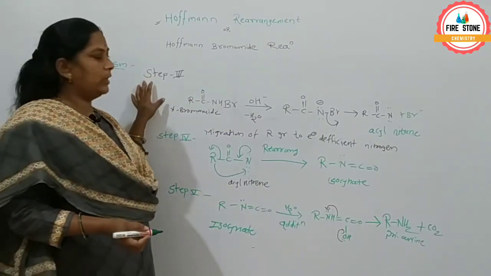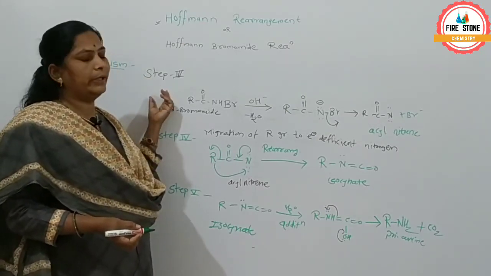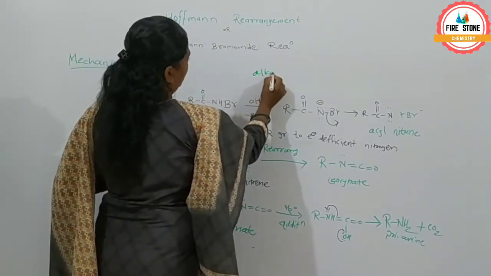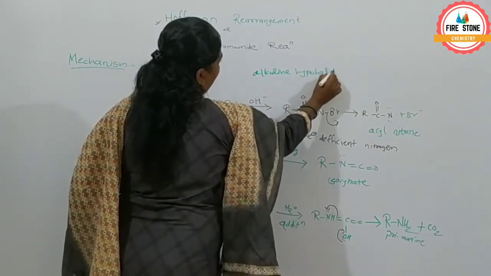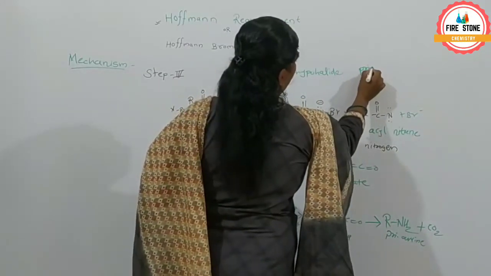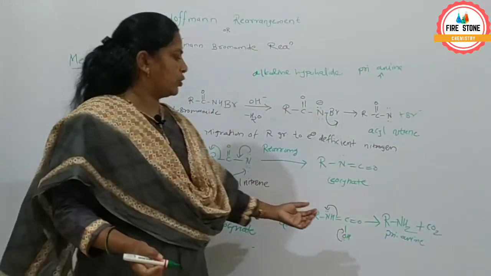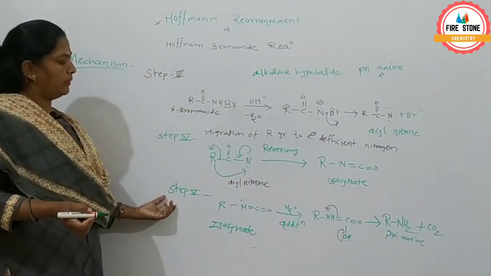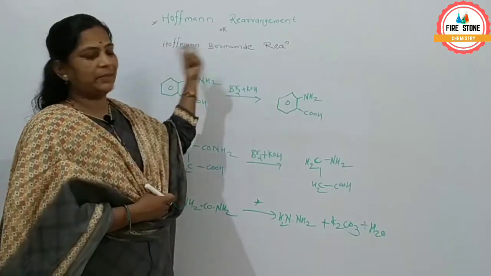So starting from the unsubstituted amide, when reacted with alkaline hypohalide in presence of heat, we get primary amine. So our product is primary amine. The mechanism of this reaction is in 5 steps. The last part is the application.